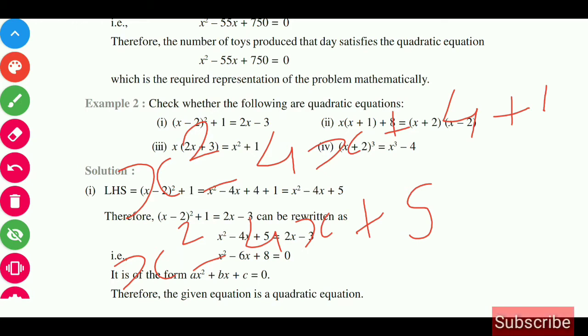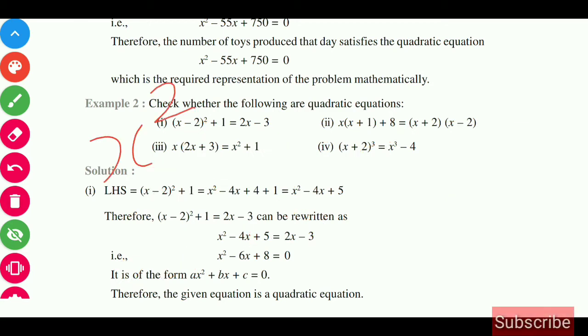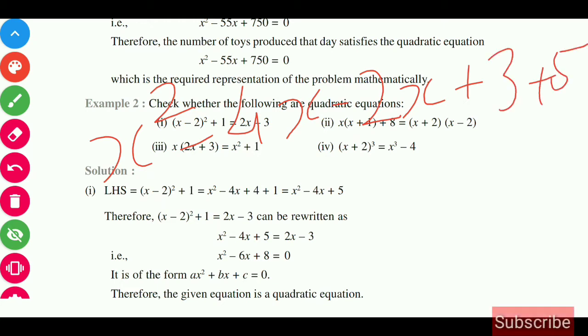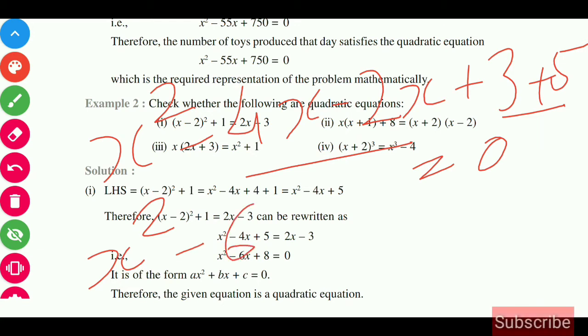Now writing this equation with RHS, that is equals to 2x minus 3, and bringing this 2x on LHS, we get x square minus 4x minus 2x plus 3 plus 5 equals to 0. This will be added and this will be added. We will get x square minus 6x plus 8 equals to 0.